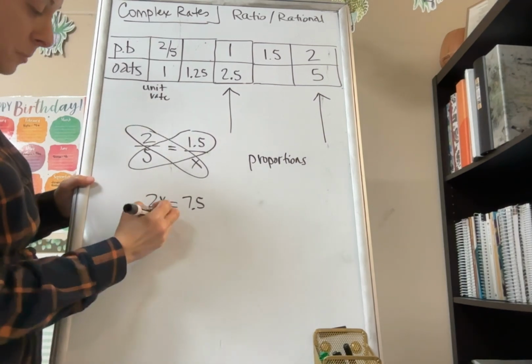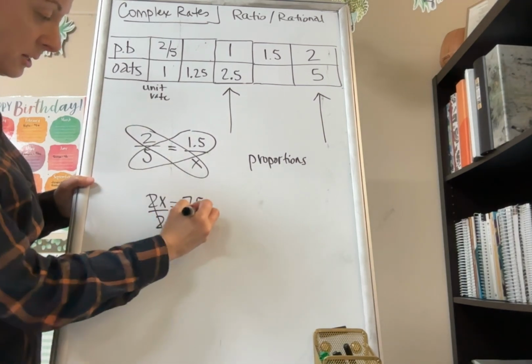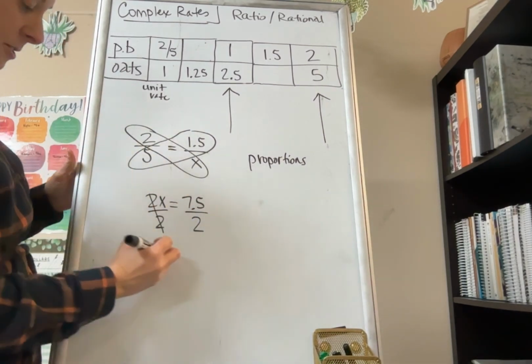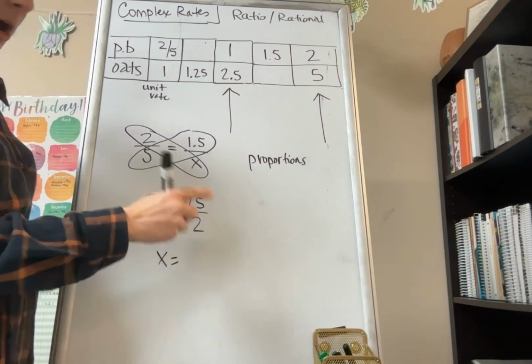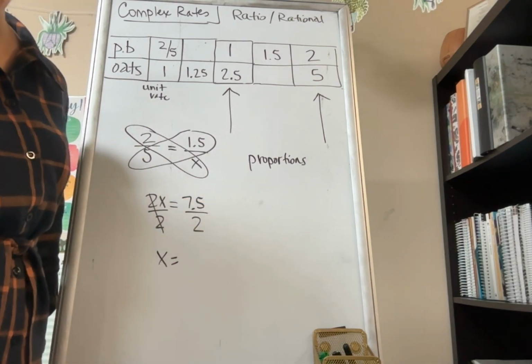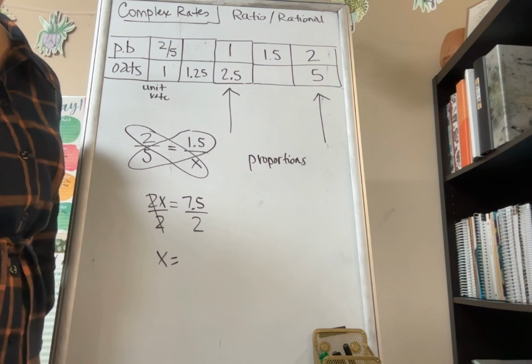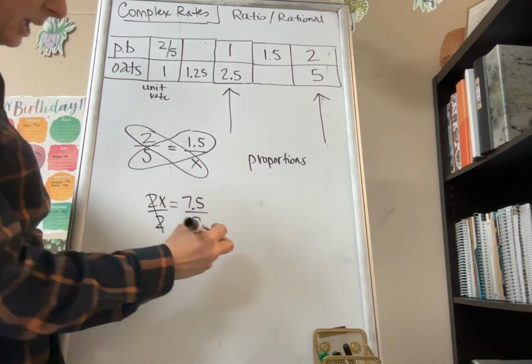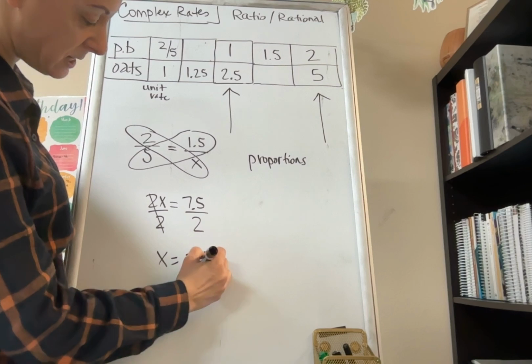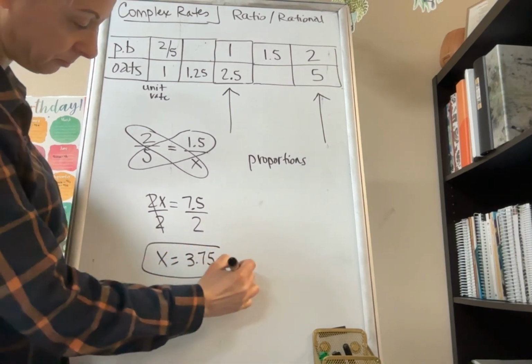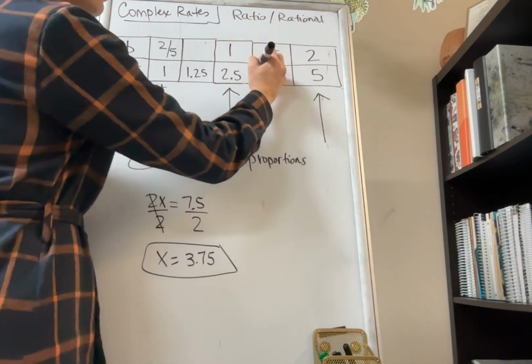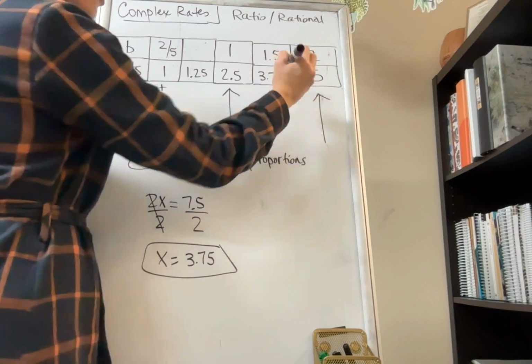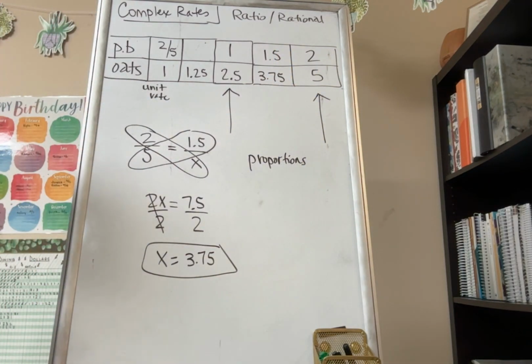Now, how do I isolate my variable? I undo this multiplication with division. What I do to the left side of the equation, I want to do to the right. So now I want to say 7.5 divided by 2, and I get 3.75. And that tells me what goes here, 3.75.